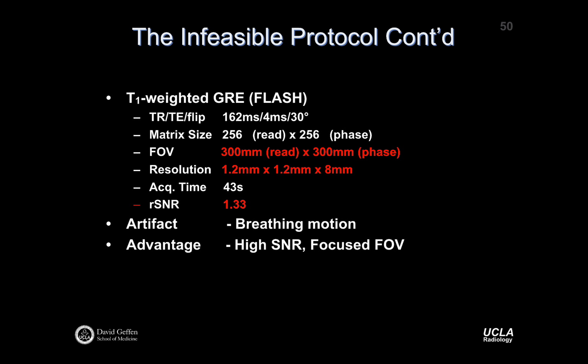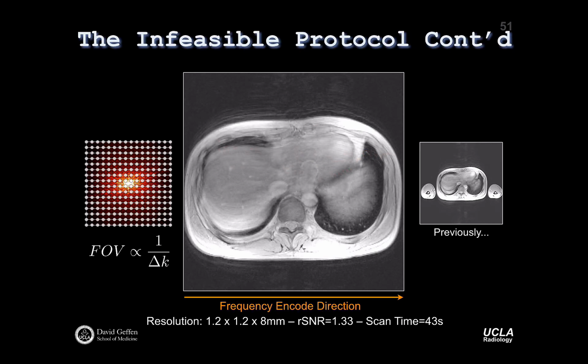So the artifact is still going to be breathing motion. The advantage is maybe acceptable or higher signal to noise than, say, 1.0, and you'll have a more focused field of view. So that sounds good. The disadvantage is that our scan time is still too long, and that means there's breathing motion. But this is what the image might look like.